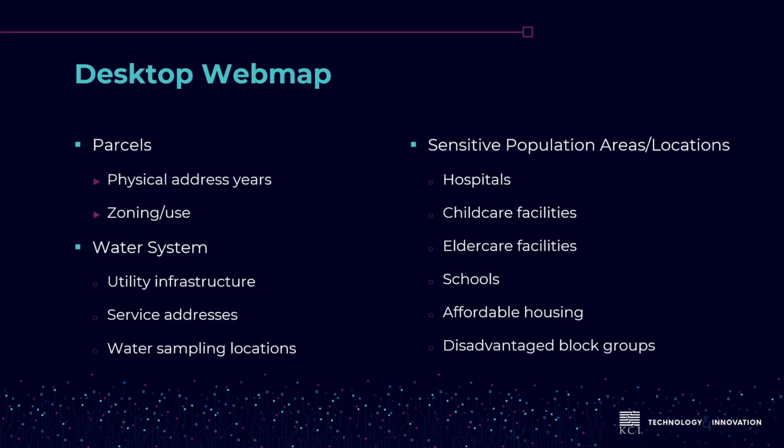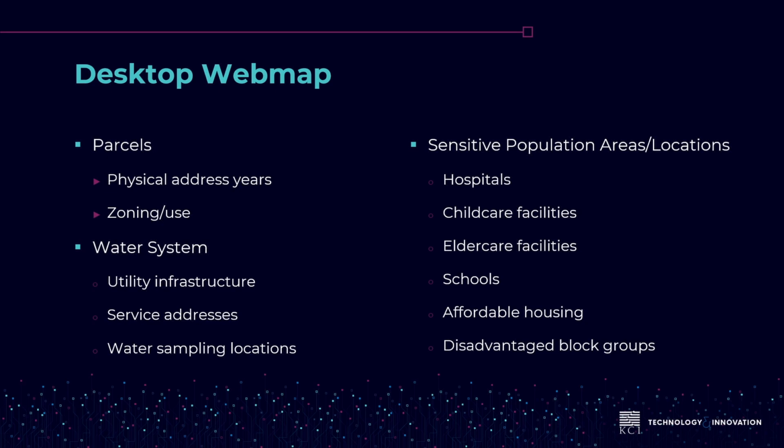The desktop web map for our engineering and project team included the following data. It was the parcels, which we were lucky to have the physical address years, so when the infrastructure on the address was built. Of course, the zoning or land use, the water data I mentioned with the utility infrastructure, service addresses, and sampling locations. And then, of course, we brought in different socioeconomic data to look at sensitive population areas like hospitals, child care facilities, elder care, schools, affordable housing facilities, and then disadvantaged block groups.